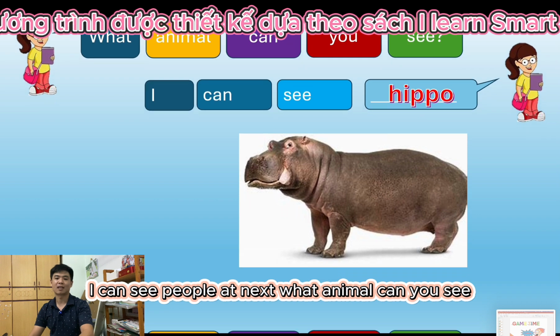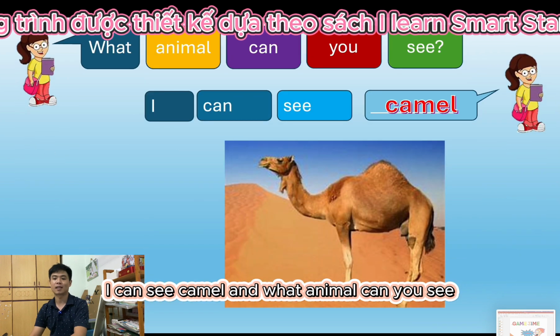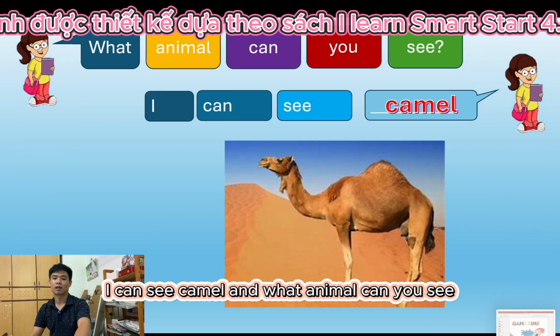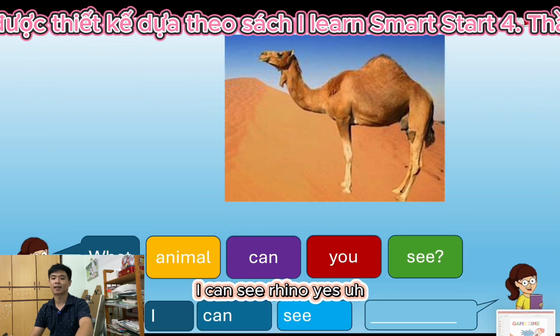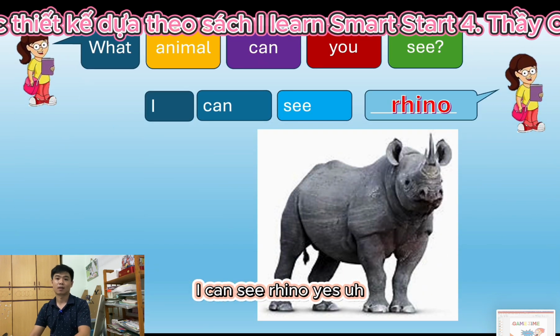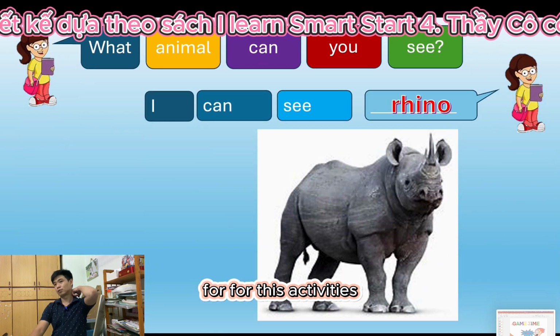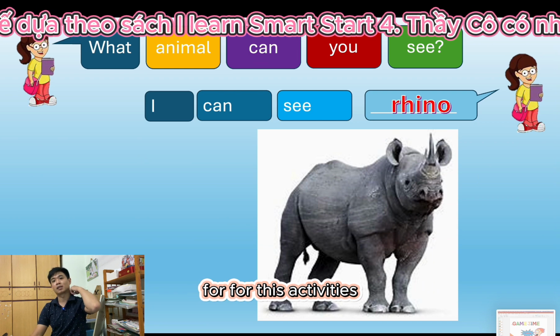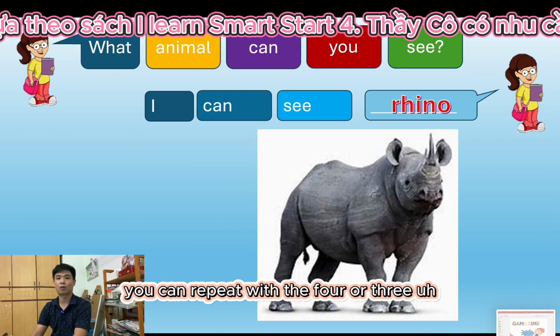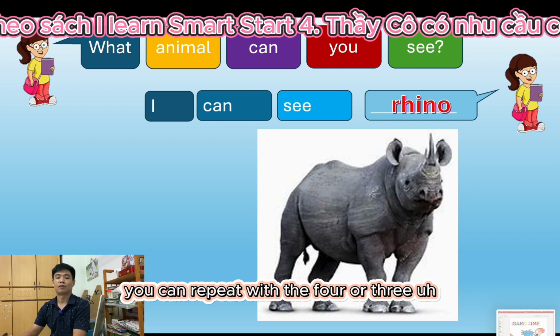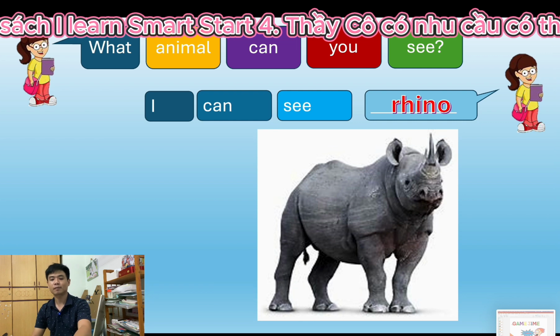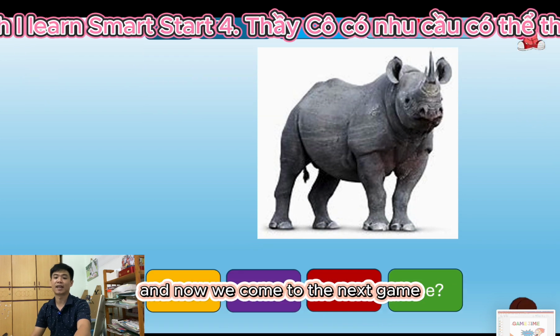Next, what animal can you see? I can see camel. Yes, what animal can you see? I can see rhino. Yes. For this activity, you can repeat it 5 times again. And now we come to the next game.